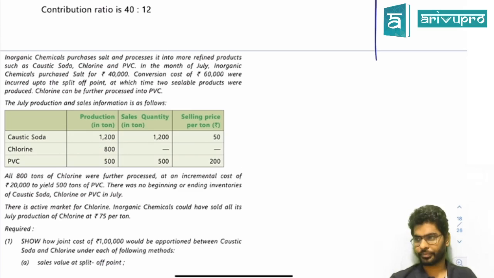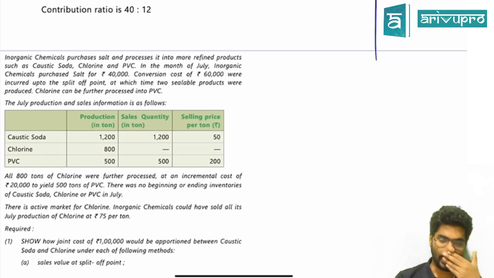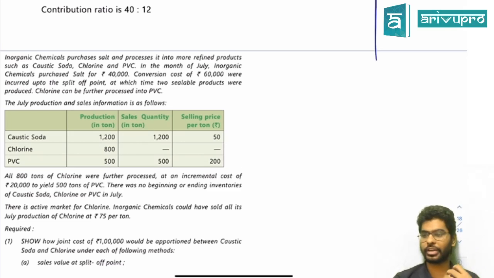What are the two products which are coming out of the salt? Is it caustic soda and chlorine, or is it caustic soda and PVC? Caustic soda and the chlorine, right? Now I am trying to find the sales value at the split off point. Let us try understanding, do I have information of the sales value at the split off point?